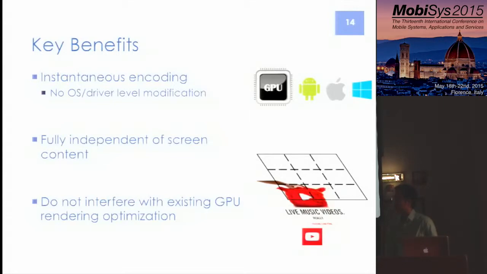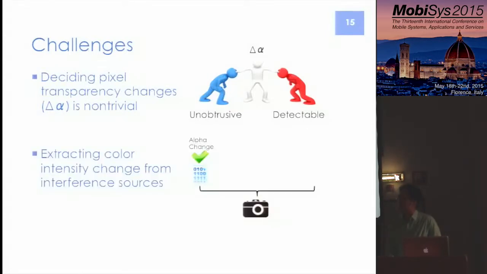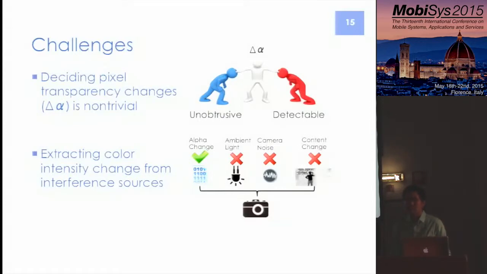But to make it work, we have three challenges. First, it is hard to configure the pixel's alpha value change because we need to make sure the change is small enough to be imperceptible to the users, but big enough for the camera to detect. Second, on the receiver side, the camera can capture not only the coded transparency change, but also the ambient light, the camera noise, and the screen content change itself. So it is hard to detect data from the mixture.